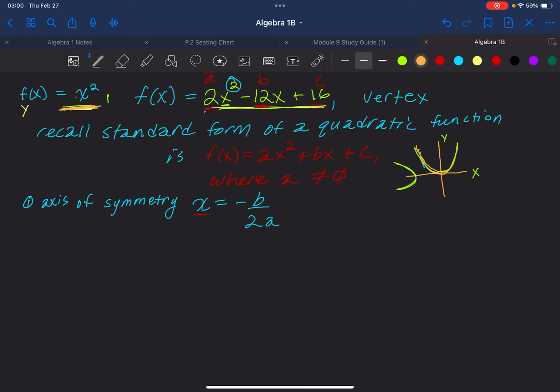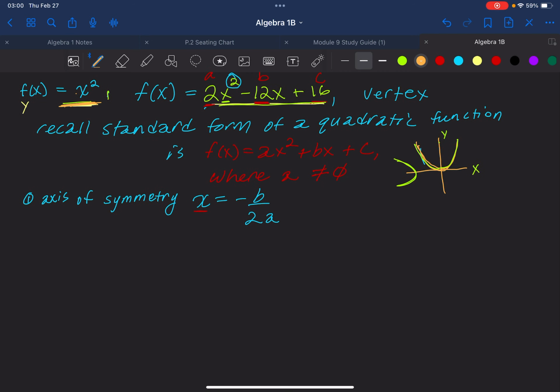So let's plug in our values. Now, if you notice here, it says to find the axis of symmetry, you're going to take your b term, make it negative, and divide it by 2 times your a term, okay? Well, if you notice here, we don't have a b term. We only have an a term. Now, remember, in this function here, I labeled them. Your a term for this function is 2. Our b term is negative 12. Our c term is 16.